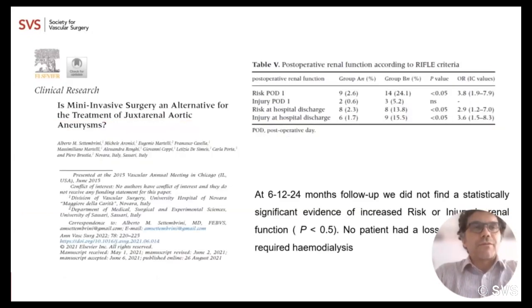As I cited before, this is our paper on suprarenal cross clamping, and as you can see, we didn't have any significant alteration of renal function in the patients treated with suprarenal cross clamping at 6, 12, and 24 months follow-up.